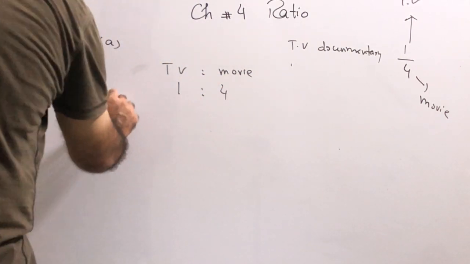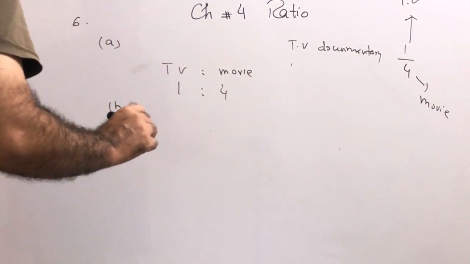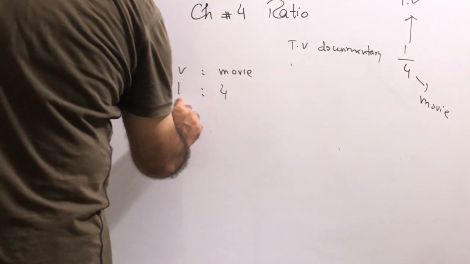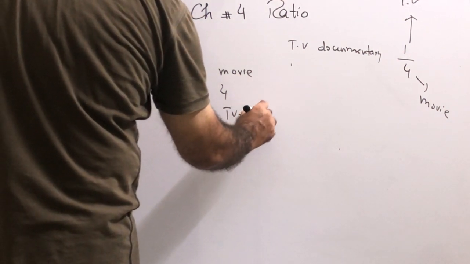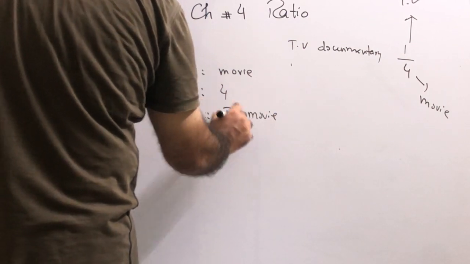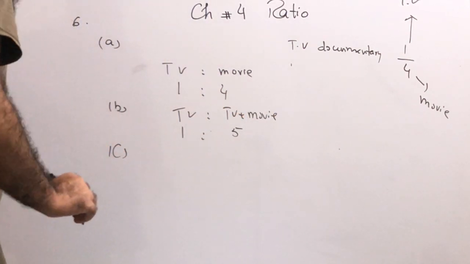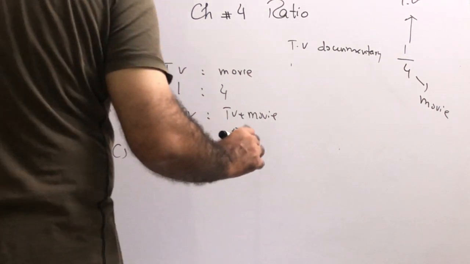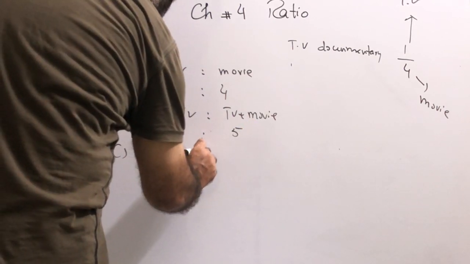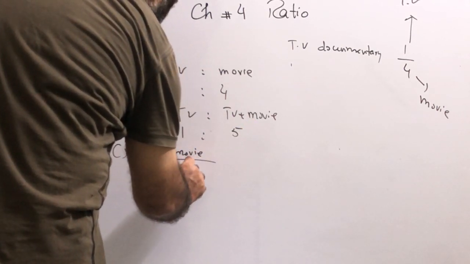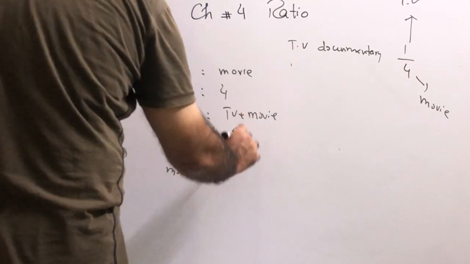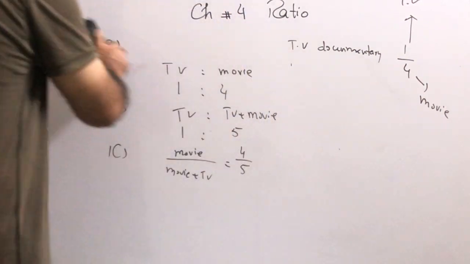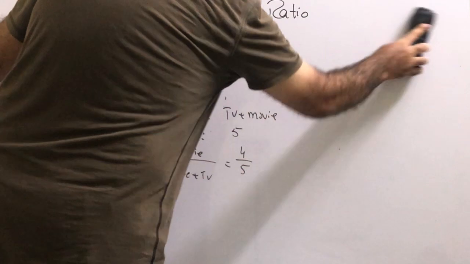Okay, then part B is the ratio of duration of the documentary to the total duration of the documentary and the movie is, so TV, then TV plus movie. If it is 1, it is 1 plus 4, 5. Number C says the duration of the movie is dash the total duration of the documentary and the movie. Movie over movie plus TV. Movie is how much? 4 and it is 5. 4/5. Okay, so C is also gone. So we have done question number 6.